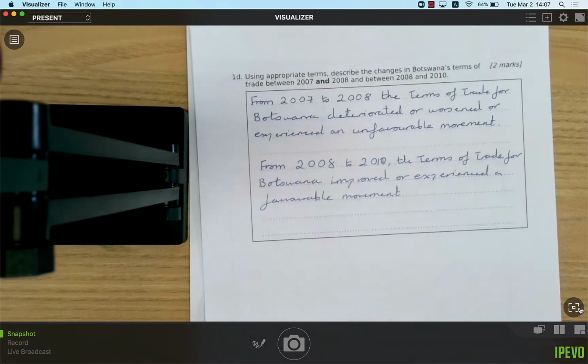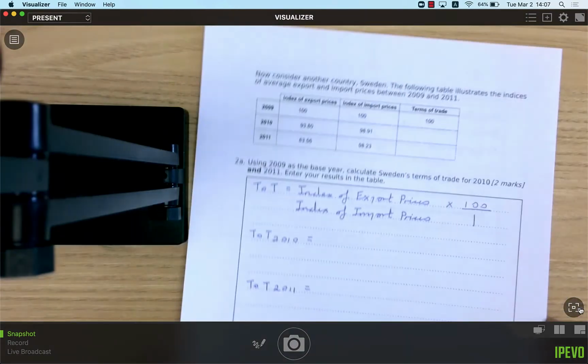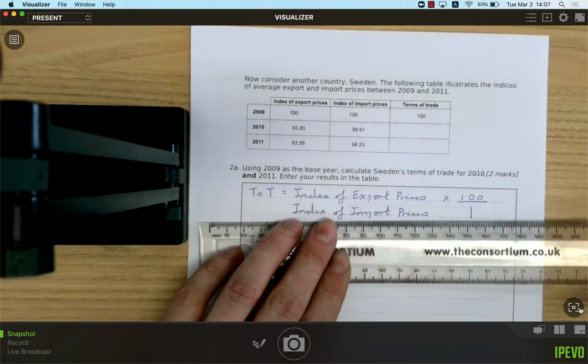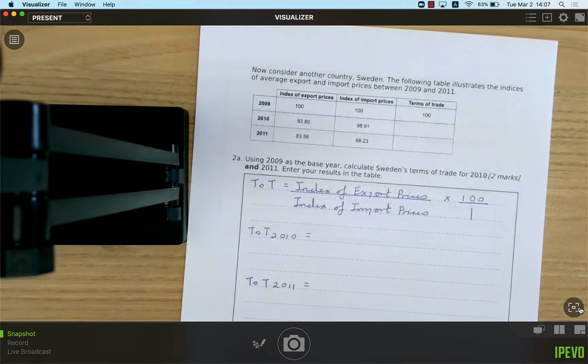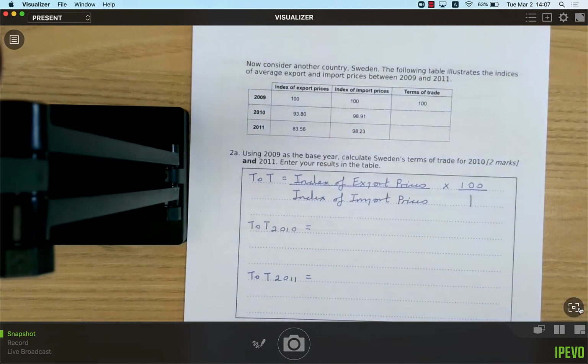Okay, now, what are we on to now? Okay, 2A, excellent. So now consider another country, Sweden. The following table illustrates the indices of average export and import prices between 2009 and 2011. So let's have a look at this. The first thing I'll do is put that there so you can see it's a fraction. So it says using 2009 as your base, calculate Sweden's terms of trade for 2010 and 2011.